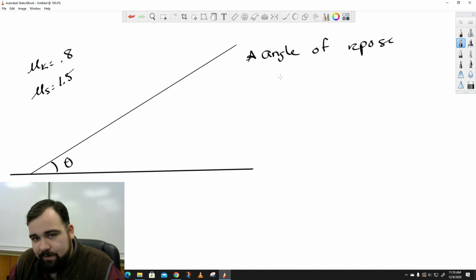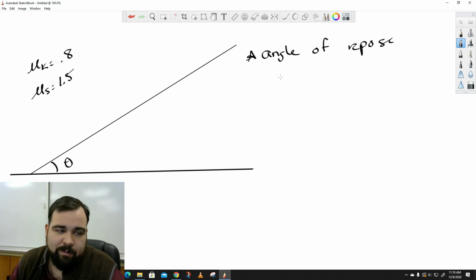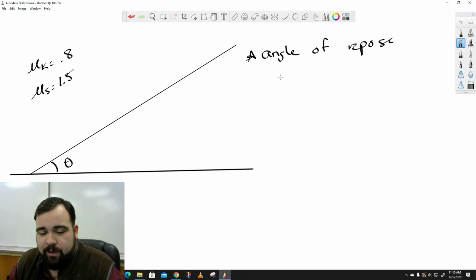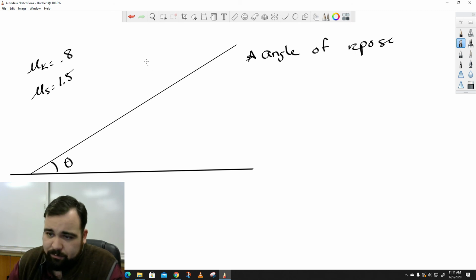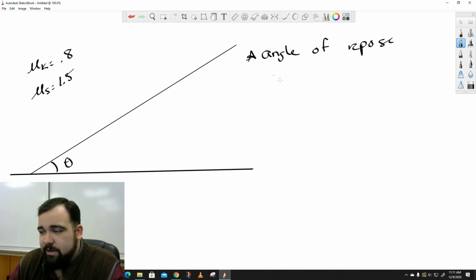Every combination of surfaces has a different angle of repose. That's why when you drive by one of those facilities that sells mulch or gravel or something, you'll notice that all of the piles end up being at different angles. That's because each of the different materials have a different mu value, right? Which corresponds to a different angle in which it can be piled before it breaks loose and starts to give way and slide off.